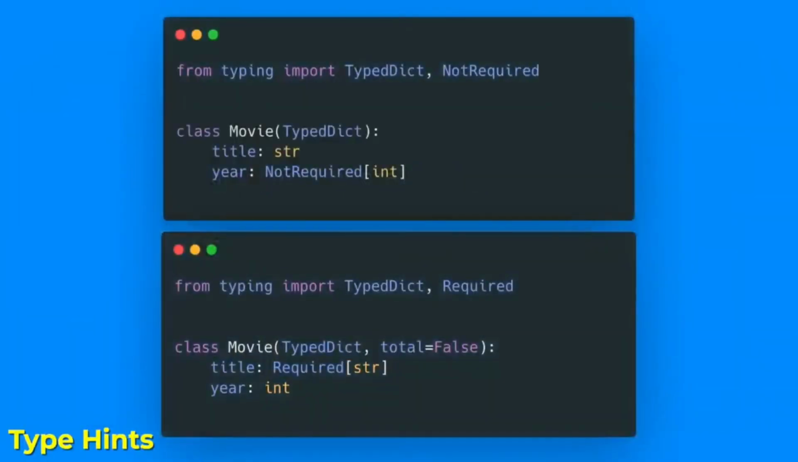Required and NotRequired provide a straightforward way to mark whether individual items in a TypedDict must be present. Those two definitions are equivalent, so in this case, title has to be defined.